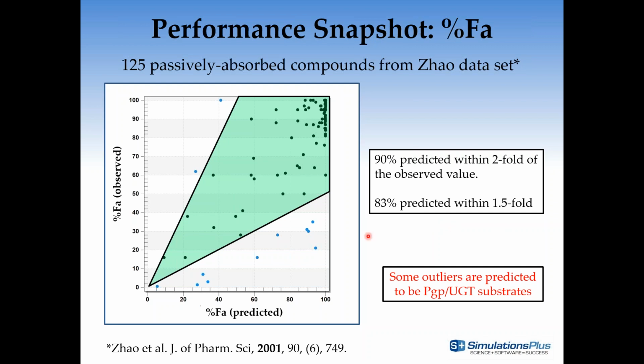We've started looking at whether we can rationalize some of the outliers on the basis of whether they are substrates for PGP or UGT. If you remember, we are not handling active transport in our simulation, and so a compound that is a substrate for a transporter would be expected not to be predicted well in our simulation. We have not completed that analysis yet, but it's something that we're looking at.